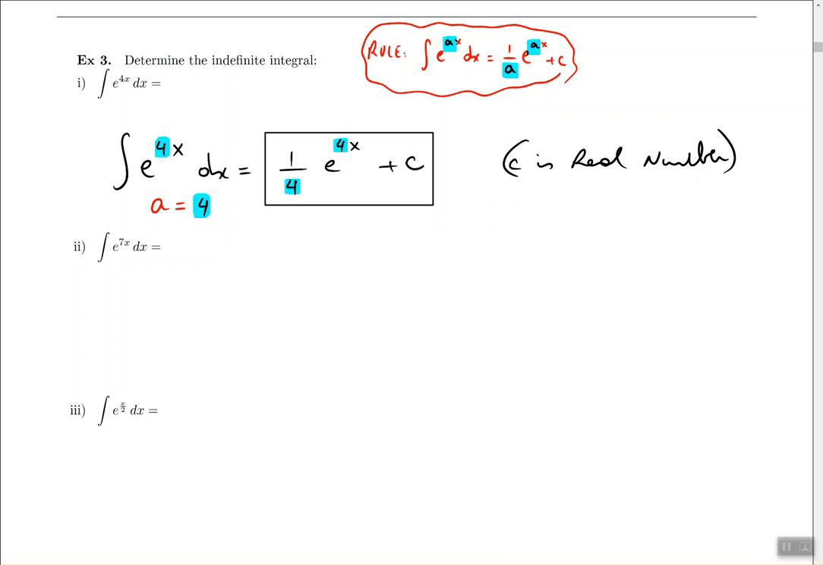So let's see if you can do the next one by yourself. Okay, so pause the video here and try it out. And you can also try the third one. I think it's also doable.